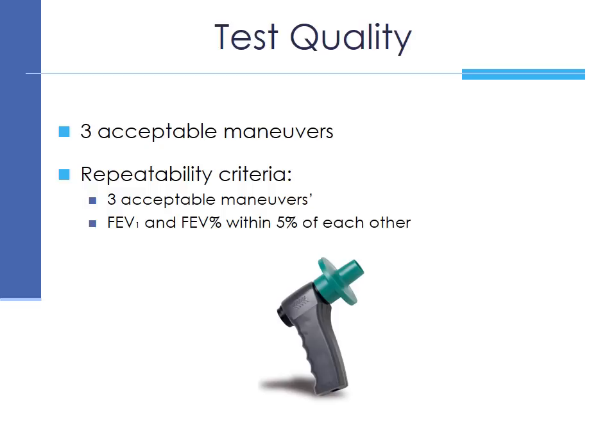When performing this lung function test on a patient, 3 acceptable maneuvers are required, and these 3 acceptable maneuvers also need to be repeatable. The repeatability criteria means that these 3 acceptable maneuvers have to be within 5% of each other. Specifically, the FEV percentage and the FEV1 need to be within 5% of each other. So the variability between the 3 maneuvers that were performed cannot be higher than 5%.